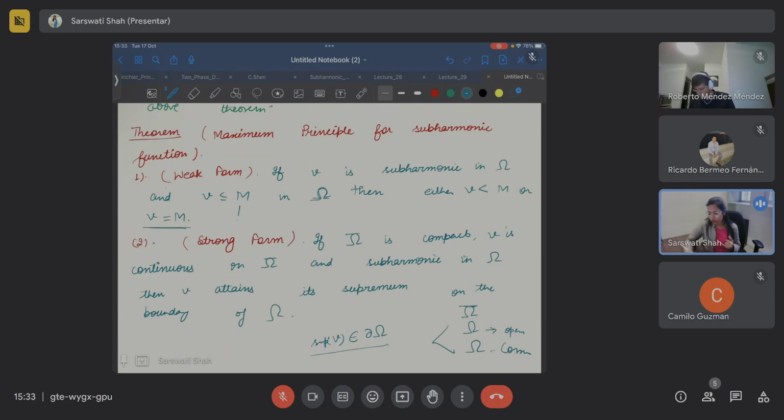So for the strong form, omega bar has to be compact and V has to be continuous on omega bar. Even defining differentiability and continuity on an open set is easier than defining continuity on a closed set.